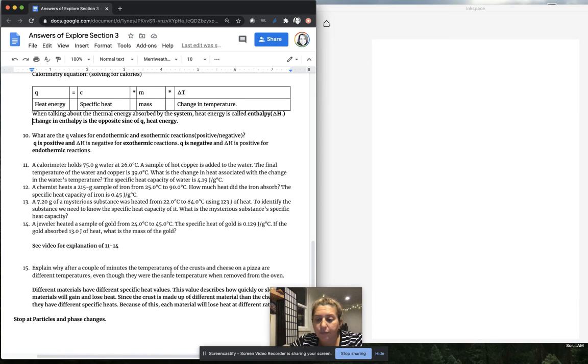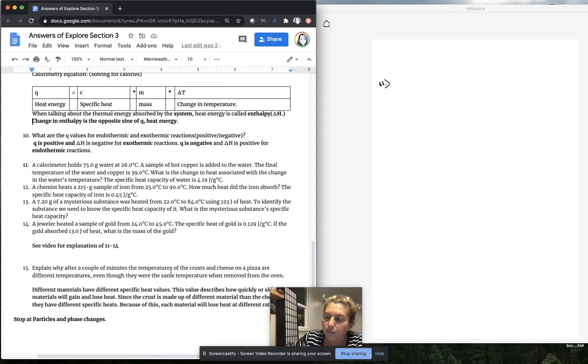Let's look at the right-hand side of my screen as we look at number 11 on your paper. Number 11 stated a calorimeter holds 75 grams of water at 26 degrees Celsius. A sample of hot copper is added to the water. The final temperature of the water and copper is 39 degrees Celsius. What is the change in heat associated with the change in the water's temperature? The specific heat capacity of water is 4.19 joules per gram degree Celsius.